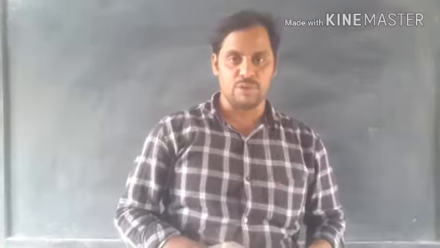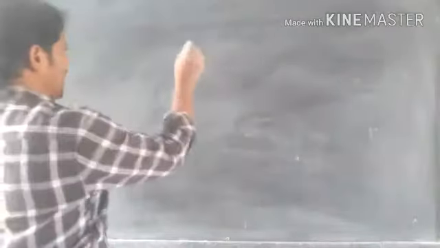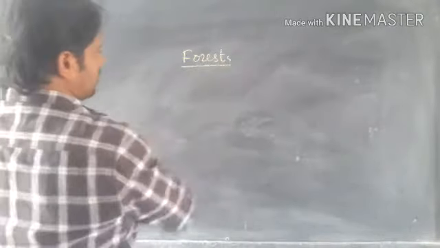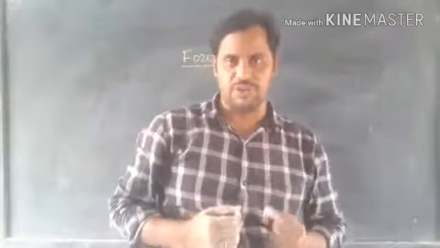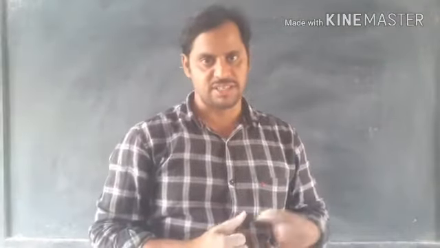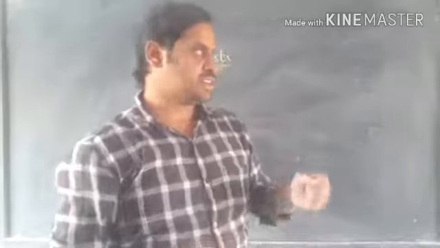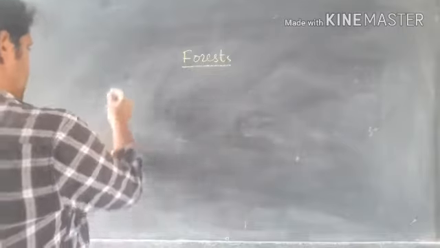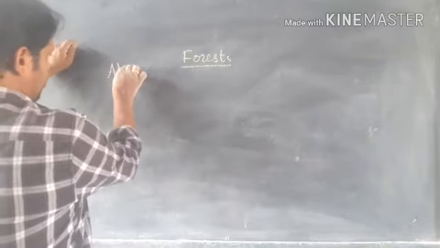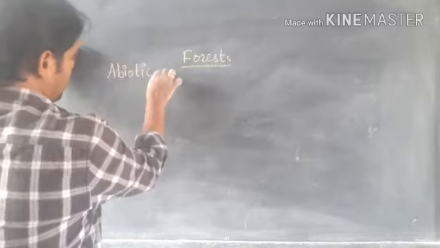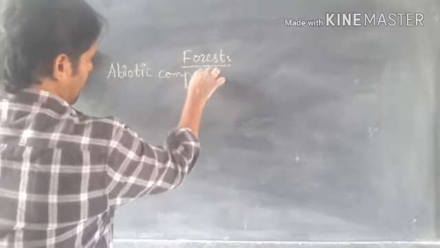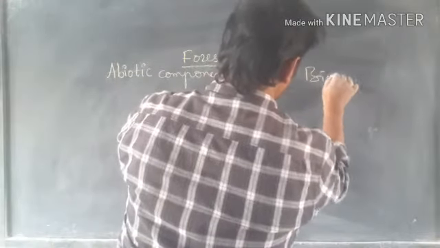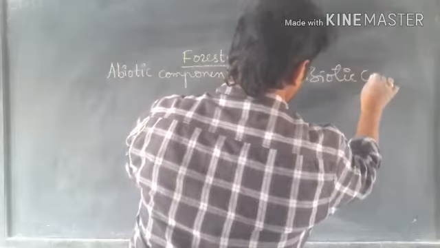So we started about forest habitat. We are discussing forests. Here, different types of flora and fauna can be available in the forest, which we discussed in the previous class. So let us see what are the living and non-living things that are present in the forest. Non-living things are called abiotic components, and living things are called biotic components.